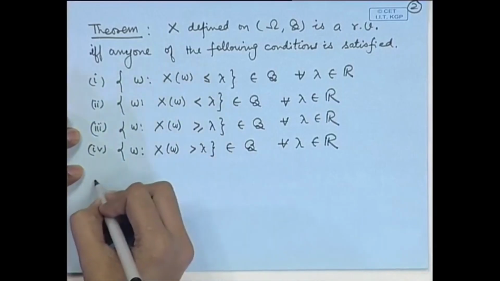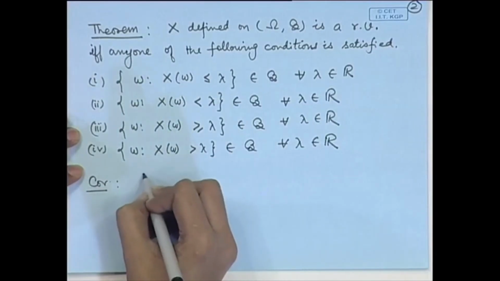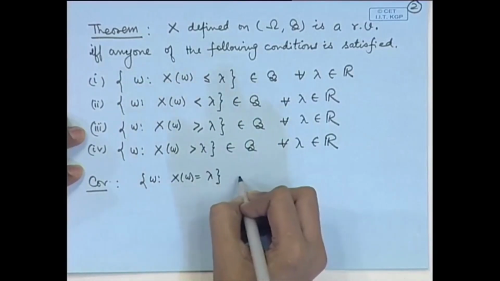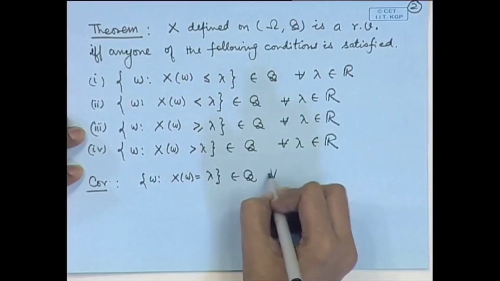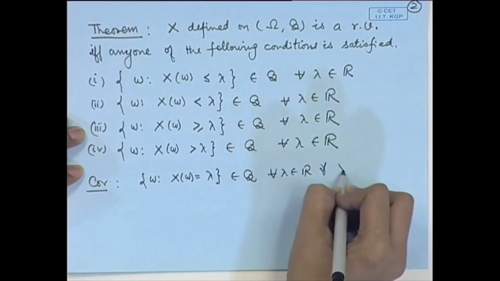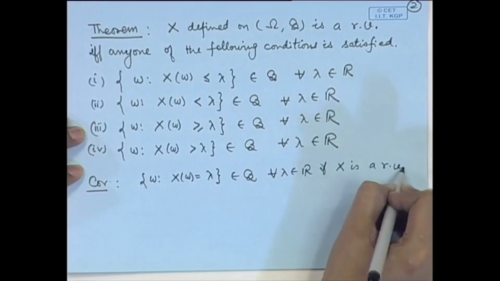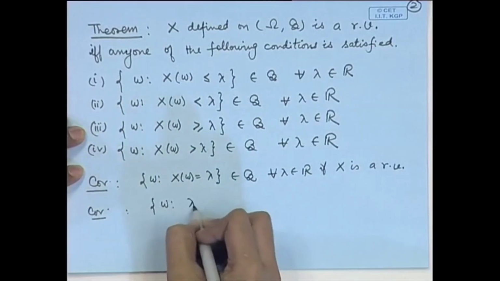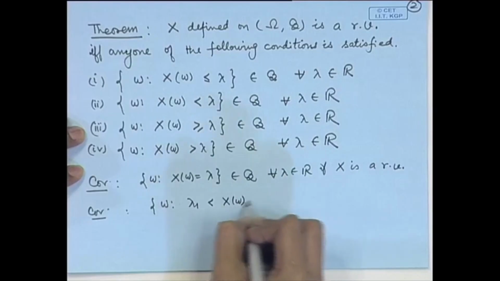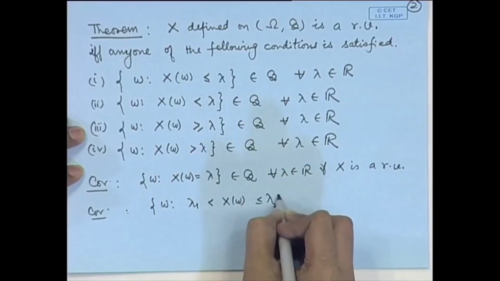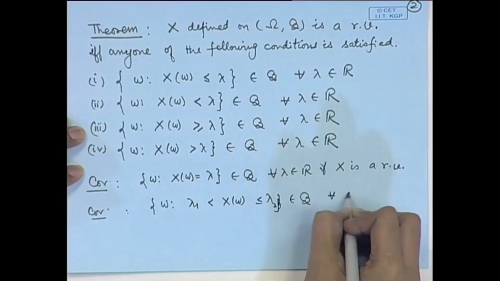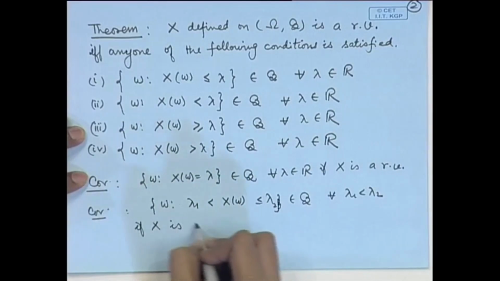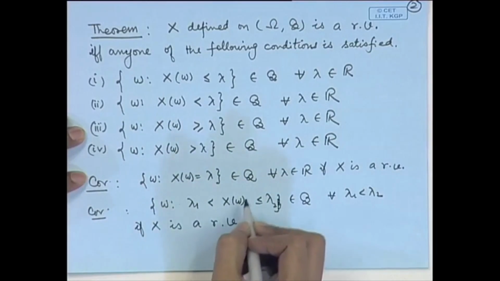variable. As a corollary to this, the set of all those omegas such that X(omega) is equal to lambda belongs to B, for all lambda belonging to R, if X is a random variable. Similarly, if I consider the set of all those omegas such that, the same holds if X is a random variable. So, these are some natural consequences.